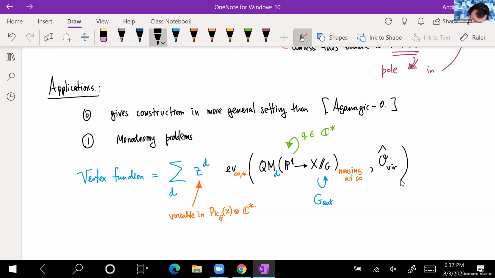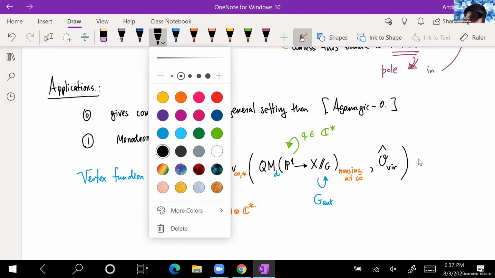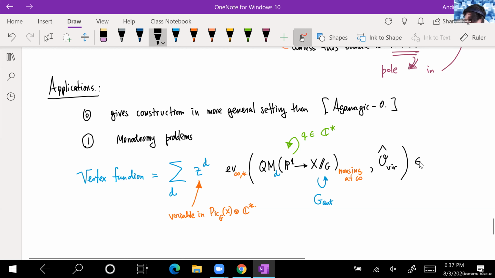And so where does this live? It lives in the equivariant K theory of X mod G, equivariant with respect to G, the automorphism group, and that C star. You have to localize it because this is a slightly non-proper push forward.